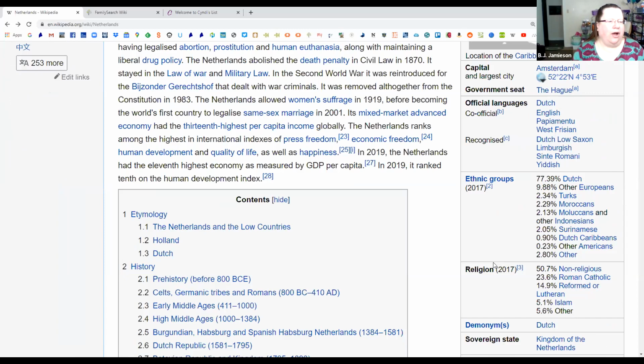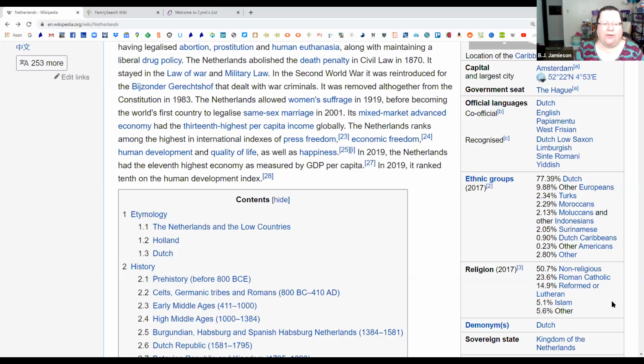Under religion, they're giving you the modern. So I'm going to ignore the half the country that claims that they're non-religious. And of the others that are left, it looks like it's slightly weighted towards being Catholic rather than Reformed or Lutheran. But you're going to traditionally, in this case, find records, I expect, that are both Catholic and Protestant. And that's something to keep in mind.